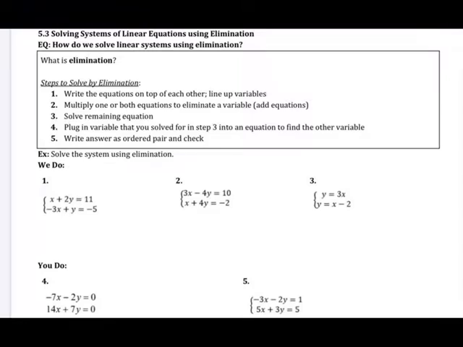5.3 is about solving linear equations using the elimination method. So we talked about graphing, we talked about substitution. This is my favorite method because most of the time it is the most efficient and you get to cross things off, and I love crossing things off.